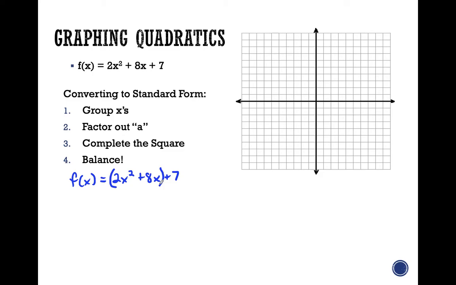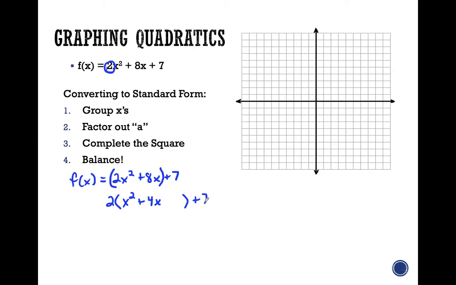Now the next thing I want to do is factor out a. Well, a is just the number that's in front of my squared term. So I want to factor out this 2. As I factor out a 2, that impacts both of the terms that are left in my parentheses. So this is going to become x squared, and if I factor out a 2 here, I'm left with plus 4x. I'm going to leave a little gap in my parentheses because I know my next step. Step number 3 is to complete the square, so we need some room in here. And then we'll go plus 7.